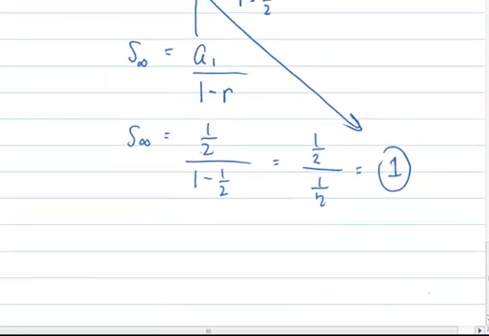One other thing we should mention about this formula is if the r value is greater than 1, then the summation would diverge, meaning it wouldn't converge to a fixed finite value.